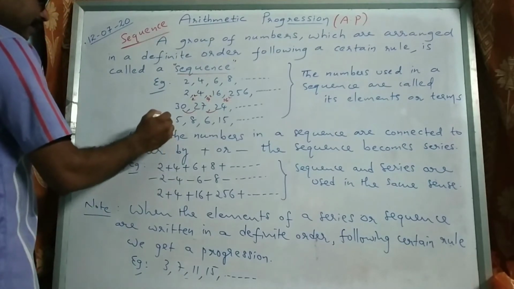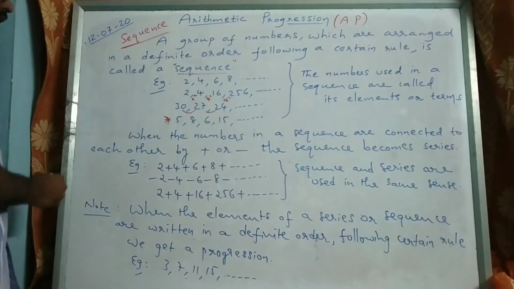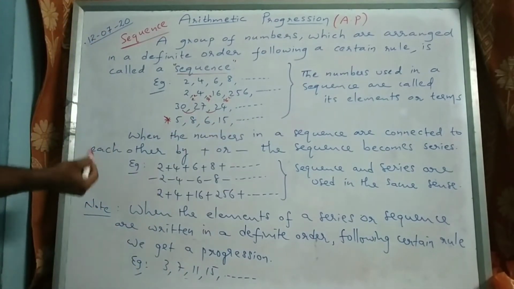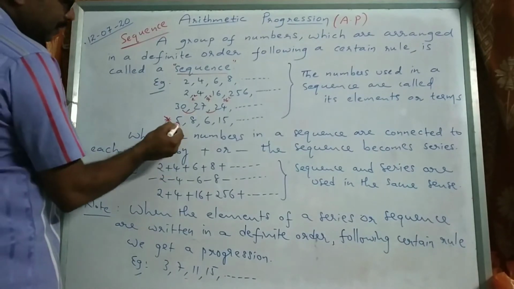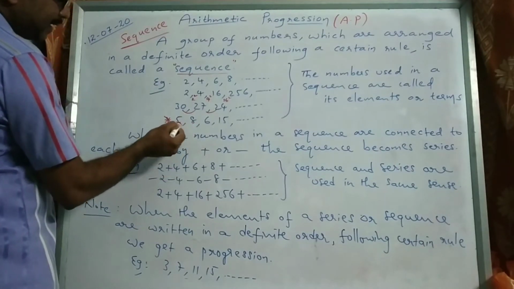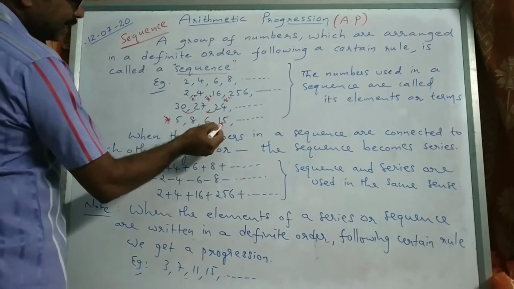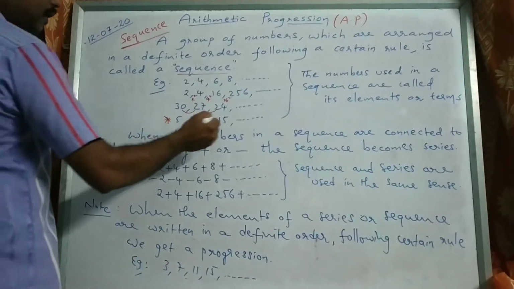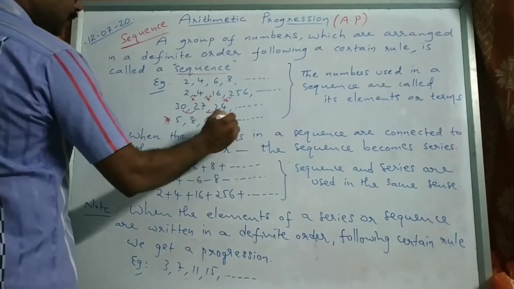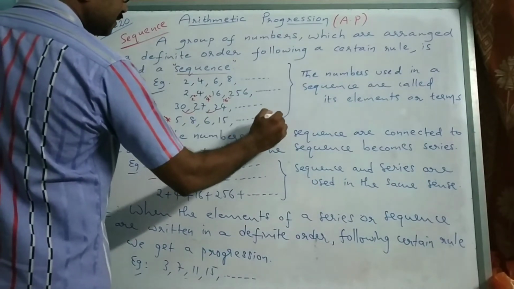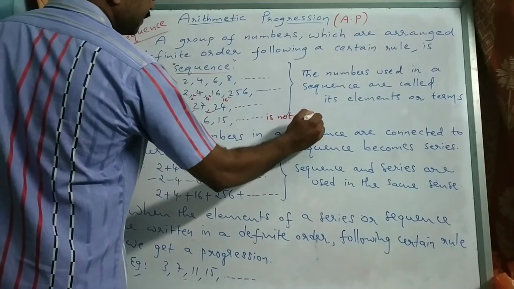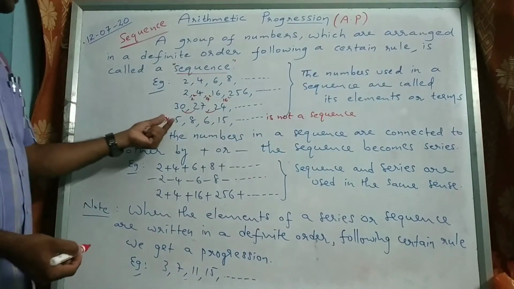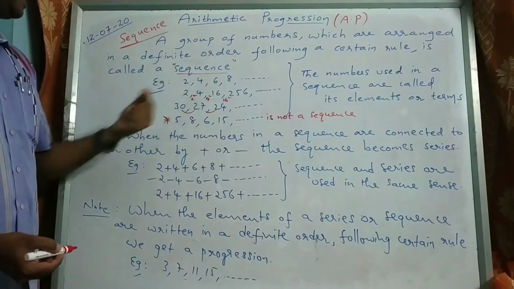Observe this particular one: 5, 8, 6, 15, and so on. Is there any particular rule to get the next number? You see the difference here is 3, here 2, here some 9. So there is no particular rule followed here to form the numbers. So this is not a sequence. Why? There is no rule followed here like the previous sequences.